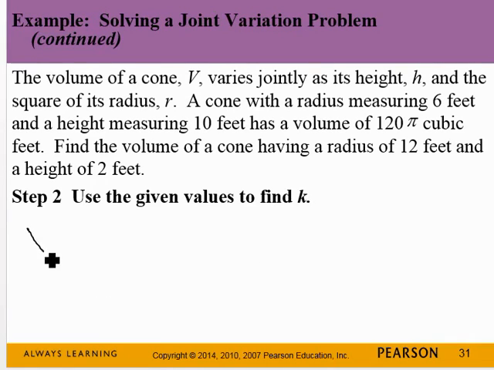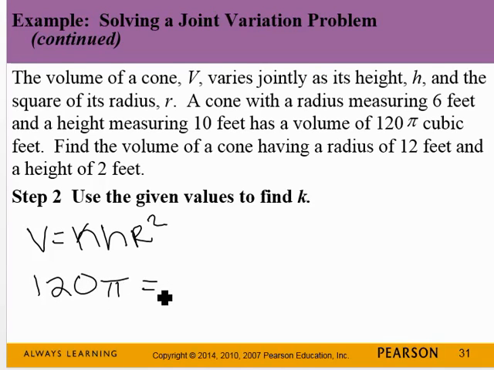So we had that it varies as the height and the radius squared. Now we're going to fill in the pieces. A cone with the radius measuring 6 feet and a height measuring 10 feet has a volume of 120 pi cubic feet. That means we have 120 pi equals k times your height times your radius squared.